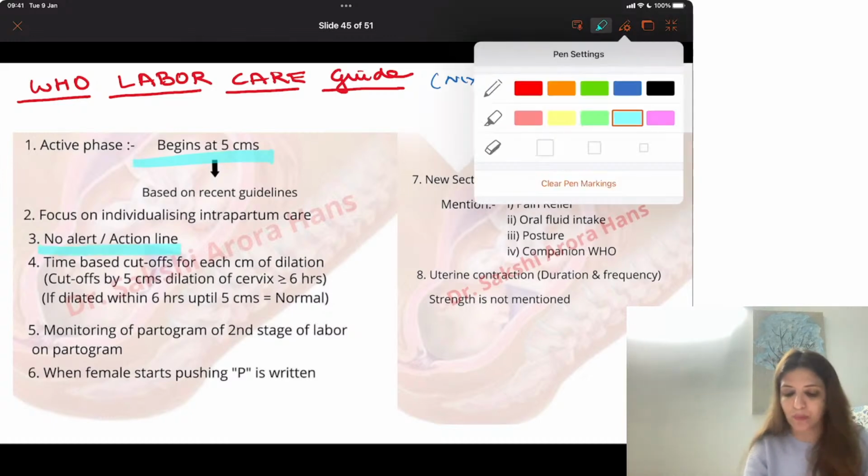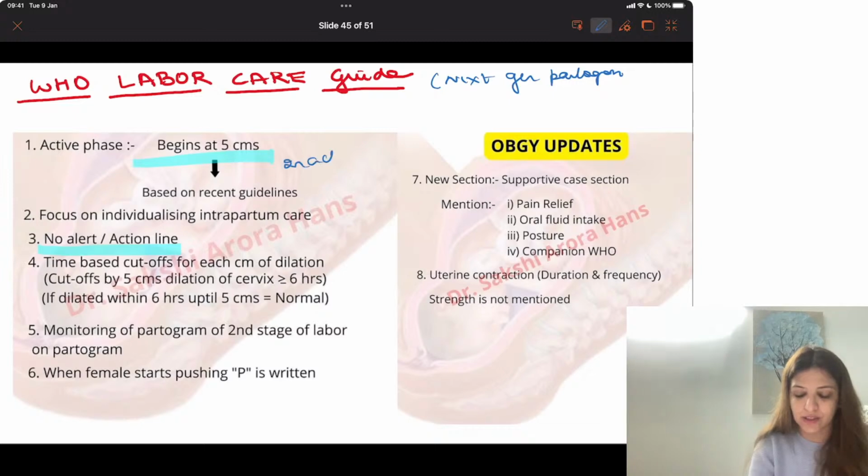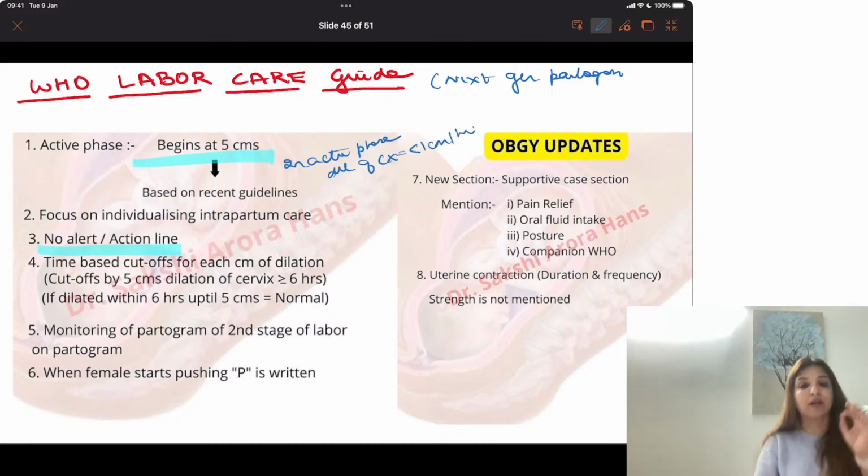And according to this partogram, in active phase, dilatation of the cervix could be less than 1 centimeter per hour. And because dilatation of the cervix could be less than 1 centimeter per hour, obviously you cannot draw any alert line. Alert line was based on the fact that dilatation of the cervix in active phase is 1 centimeter per hour. Right now, because this criteria is no longer there, no alert line is there, no action line is there. There are time-based cutoffs for each centimeter of dilatation.